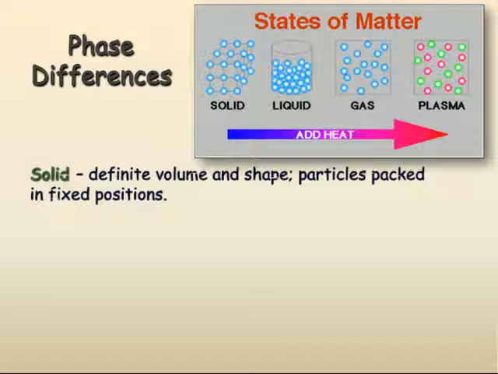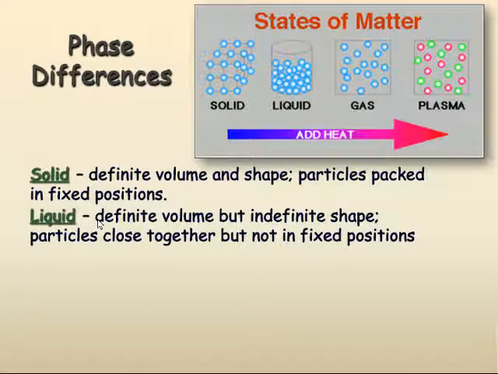It's something that has a definite volume and shape, and particles are packed into fixed positions. You can see up in this grid, these are locked in place. They do not move. They cannot move relative to one another. So it has a definite volume and a definite shape, because these things will not move. They won't expand, they won't contract, and they won't move around to change shape.